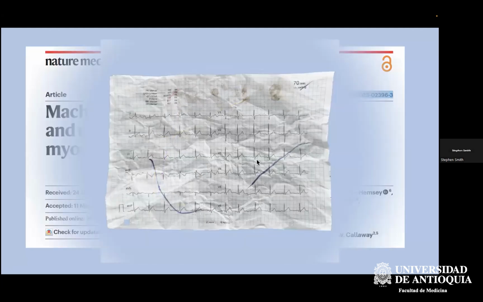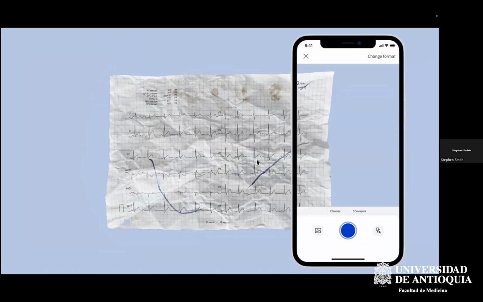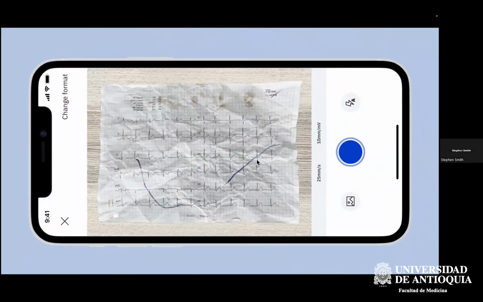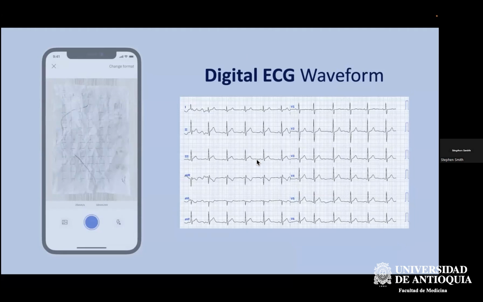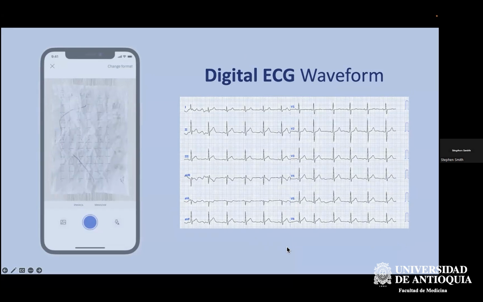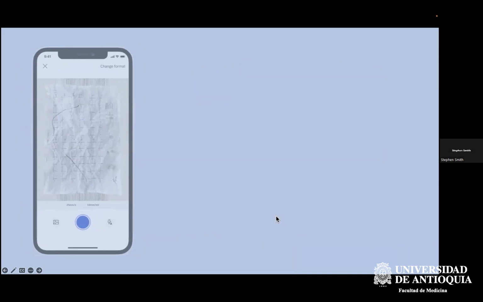And then Powerful Medical came to me and said, we can digitize an EKG. And if you can train our system to diagnose OMI, then we will have a great system. So they can take this EKG, which is all crumpled up, and they take a photo of it with a smartphone, that's the input image, and they turn it into a digital ECG waveform. This is now an XML file, which can be managed by AI. And so we taught their system, and we call it the Queen of Hearts, and the Queen's verdict on this case, go back to that.